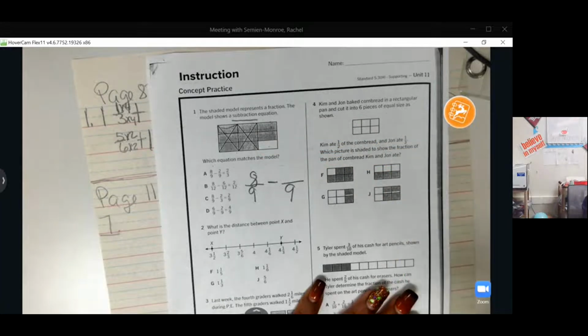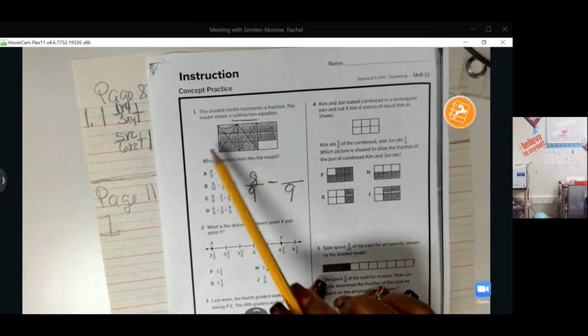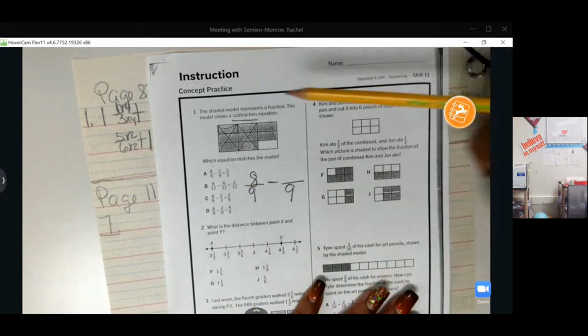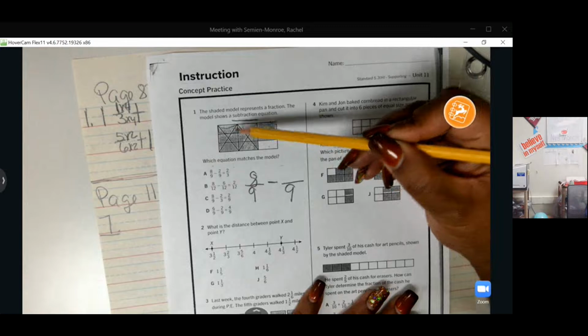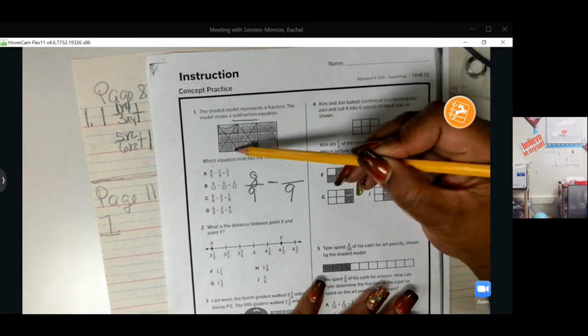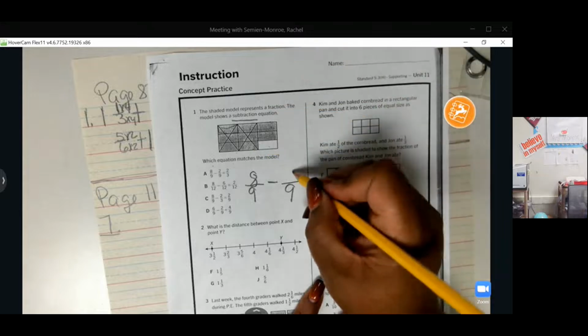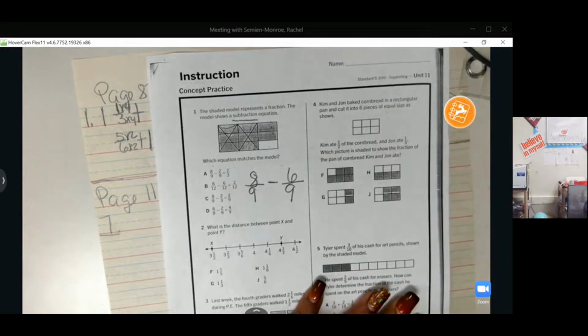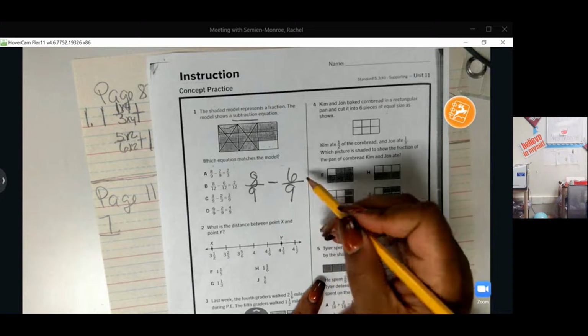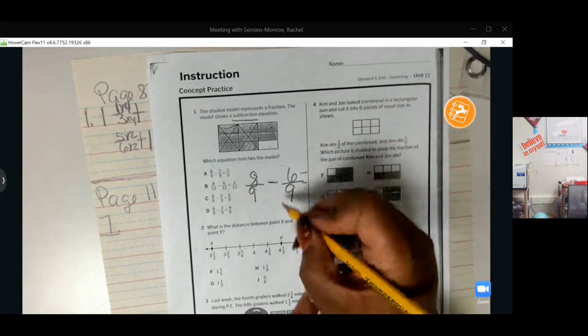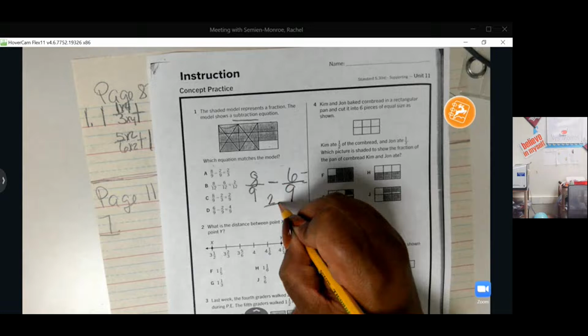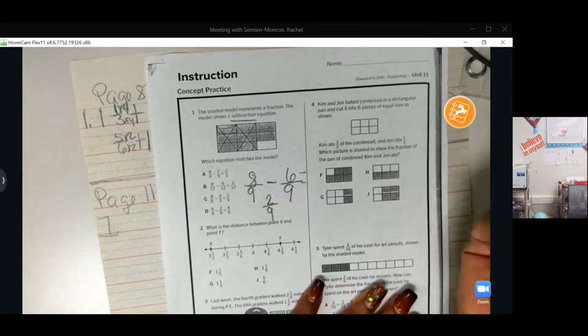Now we need to count how many are shaded that actually have a cross on it. Let's count. 1, 2, 3, 4, 5, 6. It is going to be 6. Now I need to find out 8 minus 6 equals what? That is going to be 2. It is going to be 2 over 9.